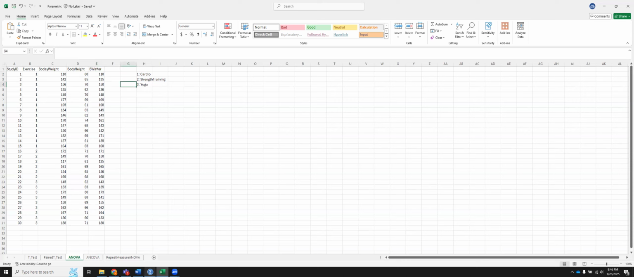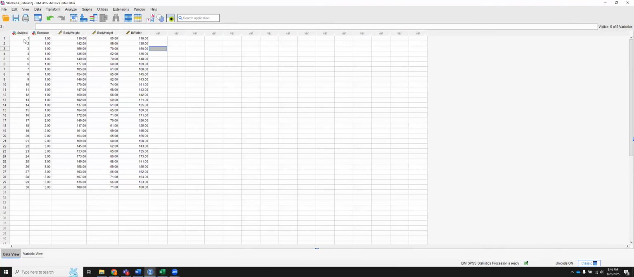Now first thing, let's take a look at SPSS. Assuming we input the data, we can see the different exercise, the body weight baseline and after, and also their body height. In order to determine the body weight loss, that equals the body weight before and after. Here I'd like to show you the simple calculation using SPSS.